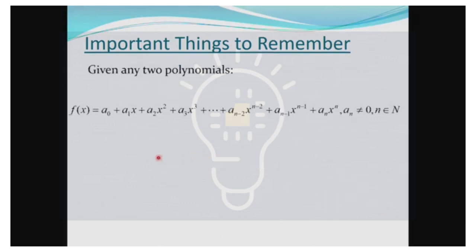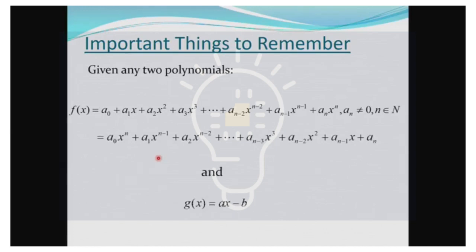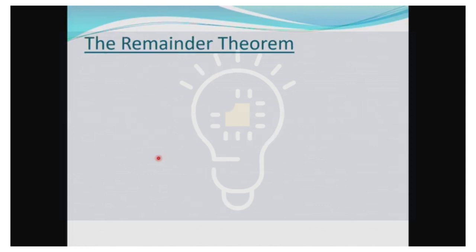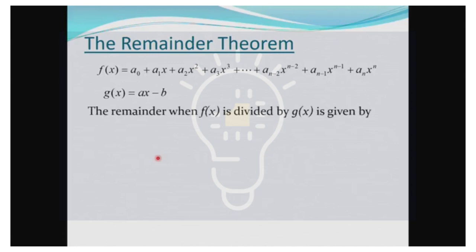Again, learners, there's something also that comes in handy, which is a variant of the remainder theorem. Let's say we're having this polynomial there. I know that you know how to generalize a polynomial. You can reverse it. Now we're having a linear polynomial ax minus b. Now we're having a variant of the remainder theorem, which cuts our work in half. Let's say the remainder when f(x) is divided by g(x) is given by.